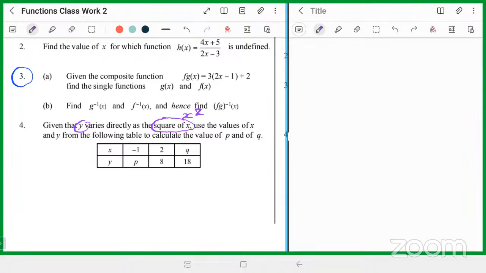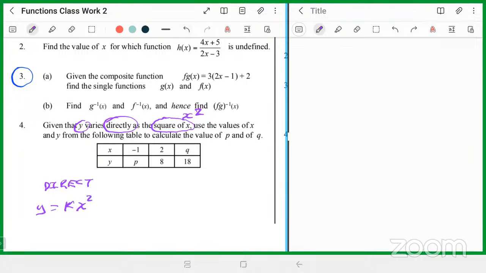So after I get the two variables, the next thing you're looking for is the word whether it's directly or inversely. In this case, it is directly. But just to remind ourselves, if it's a direct variation, then the first variable is k times the second variable. In this case, the second variable is x squared.